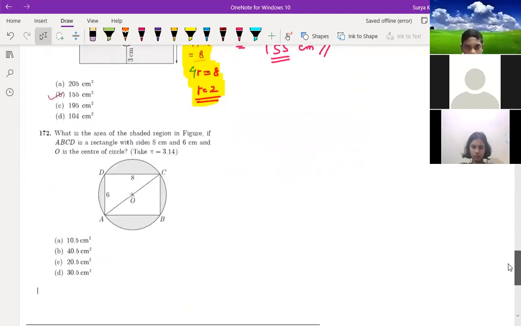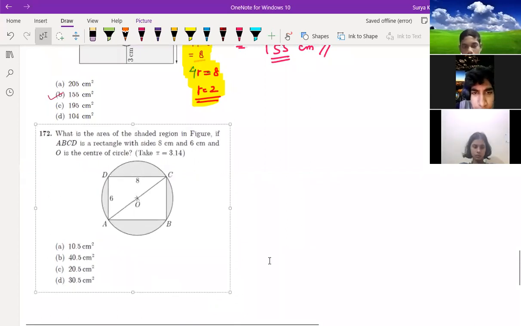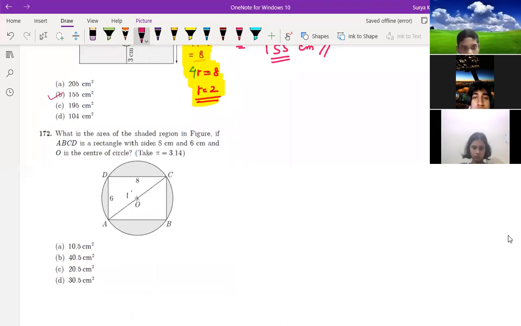Now, see this question. ABCD is the area of shaded region in figure. If ABCD is a rectangle with sides 8 and 6, and O is the center of the circle. So children, if 8 and 6 is like this, and this is a rectangle, so obviously this is nothing but 10 only by Pythagoras theorem. 6, 8, and 10. You know that? Correct. Then how to find the area of the shaded region? So area of the shaded region is what? Area of circle minus area of rectangle. Correct.